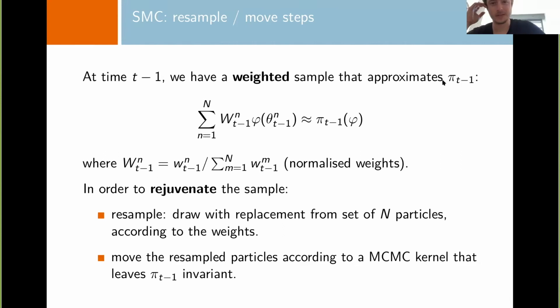Hi. Could you explain again what pi of phi is on the right-hand side? Yeah, this pi t-1 of phi. So phi is a function, and so it's your problem. You wanted to approximate some sequence of distributions, pi 0, pi 1, pi 2, pi t, etc. That's what you want to do. But that's user chosen if you want.